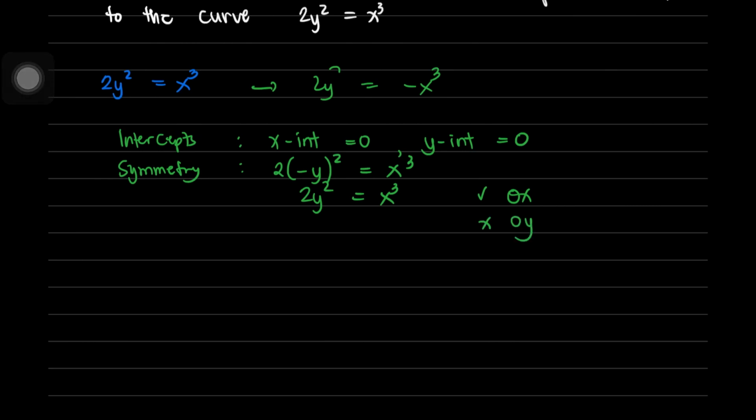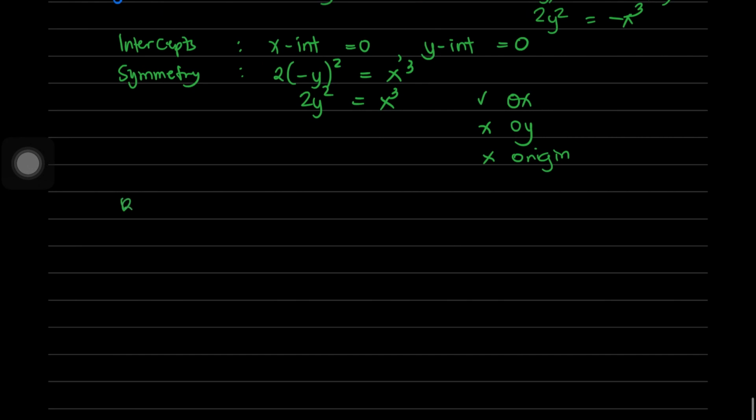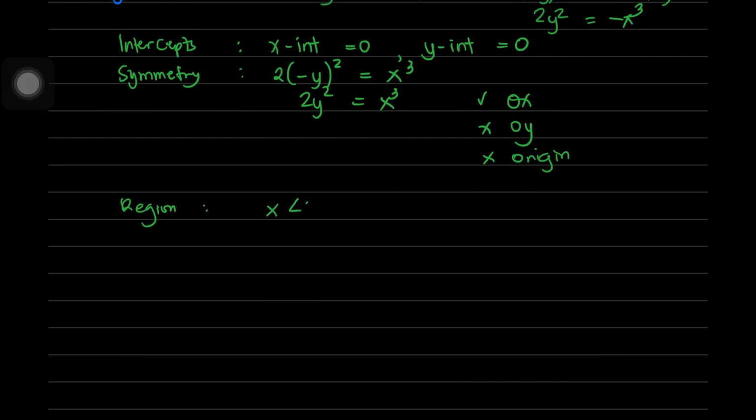And for the test of symmetry for the origin, if we're going to change y to negative y and x to negative x, the resulting equation would be 2y squared equals negative x cubed. And this is not the same as the given function, so there is also no symmetry with respect to the origin. And now for the regions, the x-intercept is at 0, so the regions would be x less than 0 and x greater than 0.